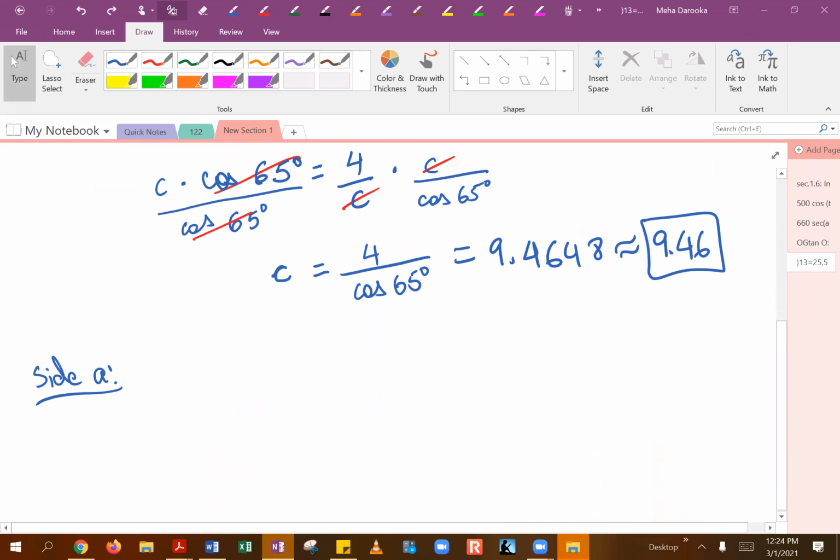And that would again be 4 over A. And then same thing, multiply both sides by A, divide by tangent. And so let's see what values you are coming up with for side A. I'm actually going to show you here what we're talking about while you calculate that.